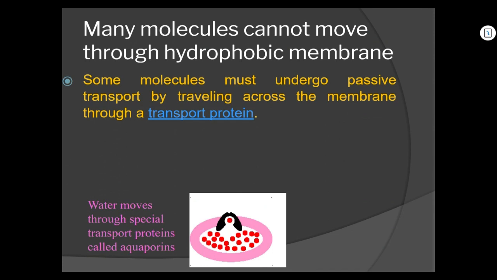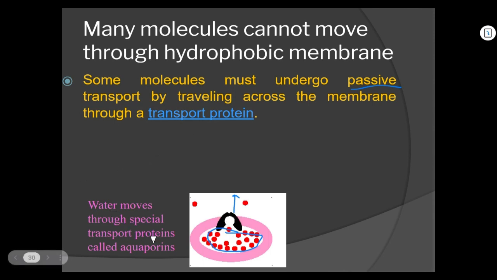And so some molecules must undergo passive transport by traveling across the membrane through a transport protein, right? So here again, you see the word passive. So does passive mean that you need energy or that you do not need energy for this? So yeah, for this one, transport, you're moving across. It does not need energy because it is passive. It is going from high concentration. Here you see this high concentration of these little red particles, and they're going to areas of low concentration. So this does not require energy because it is passive, right?